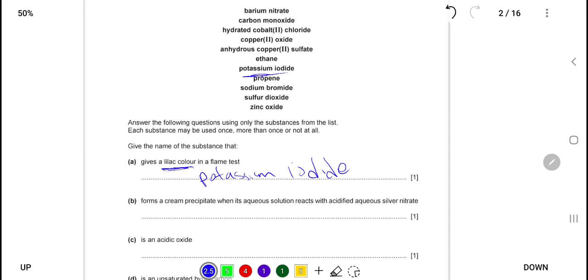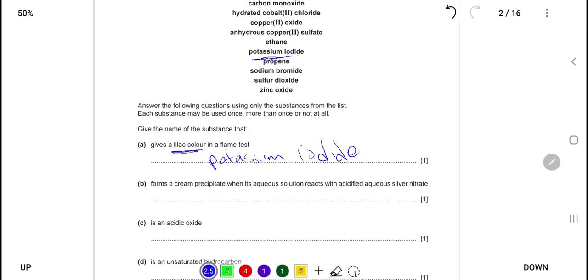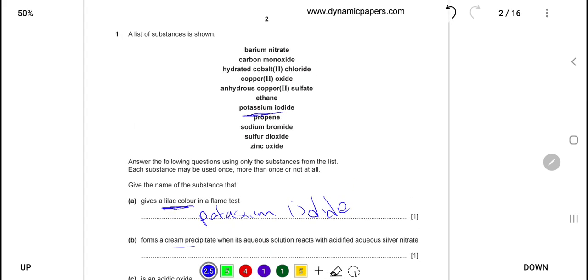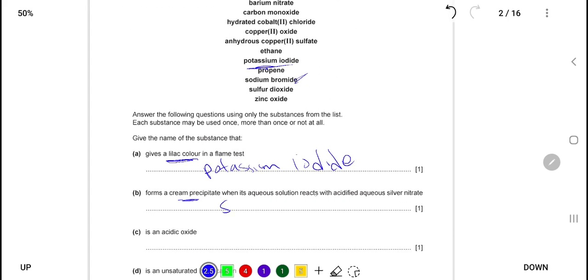Now B says forms a cream precipitate when its aqueous solution reacts with acidified aqueous silver nitrate. There's nothing here to understand, but you need to learn this. When these reactions happen, it must be something with bromide, because bromide gives a cream precipitate. So it's sodium bromide. For this stuff, you need to learn them. There's a whole table you need to learn about them. It's so much, but at least let's study the main ones. So until now it's only learning.